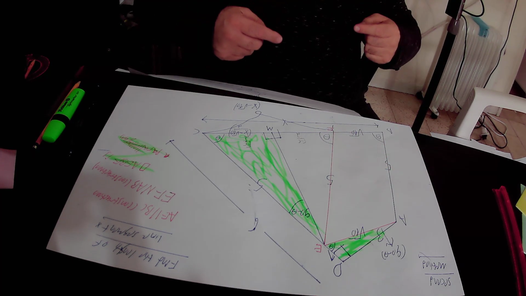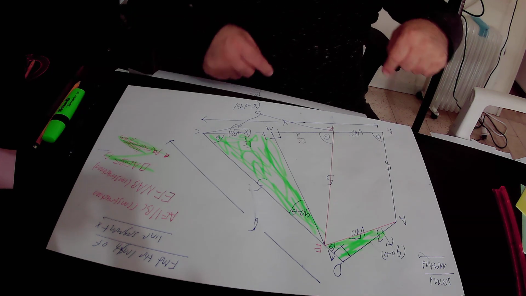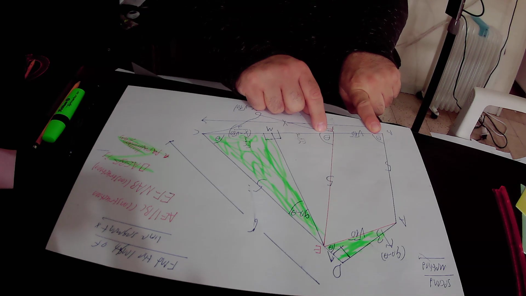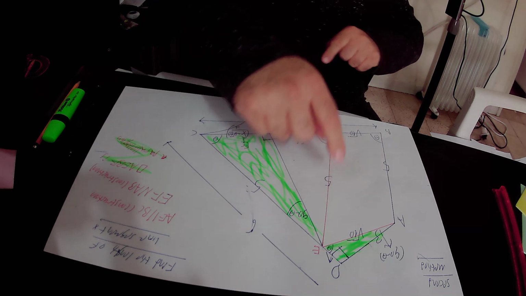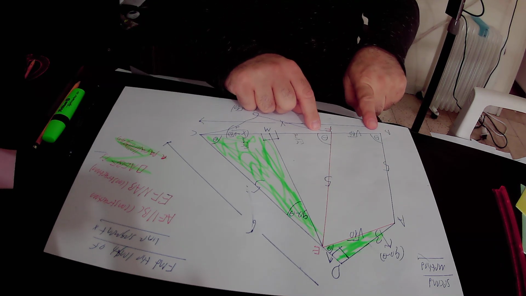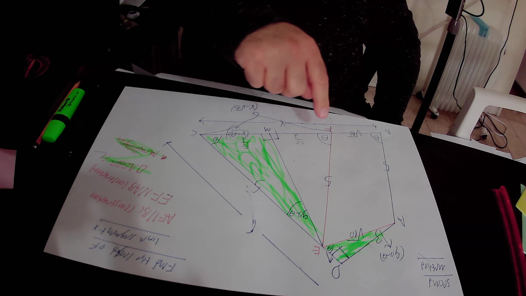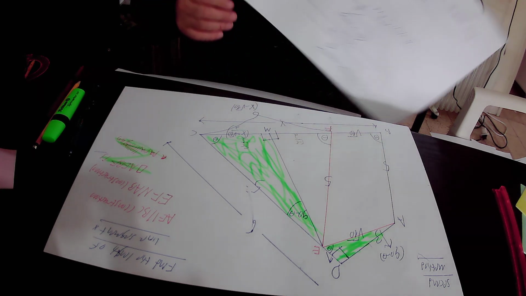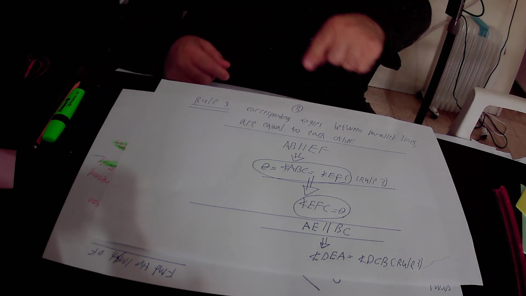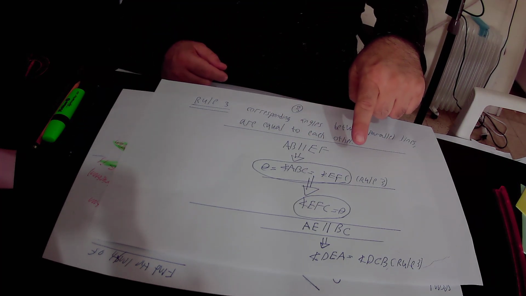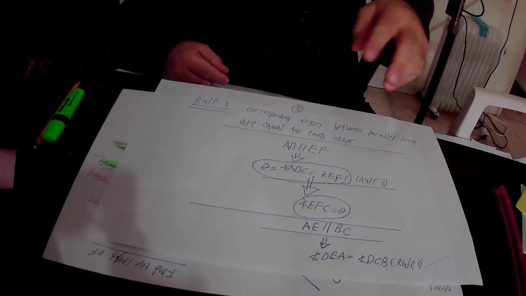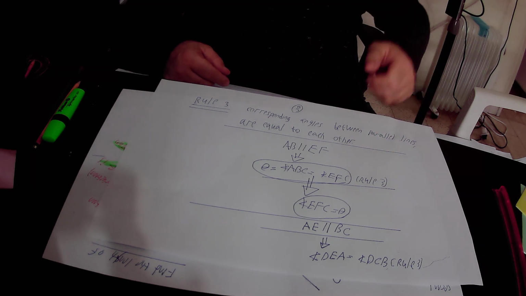Therefore, according to rule number 3, because AB is parallel to EF, those two corresponding angles must be equal to each other. Why? Because they are located between the parallel lines AB and EF. That is to say, angle ABC must be equal to angle EFC according to rule number 3.